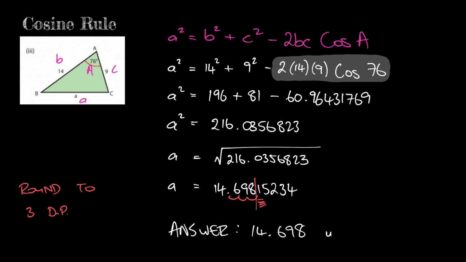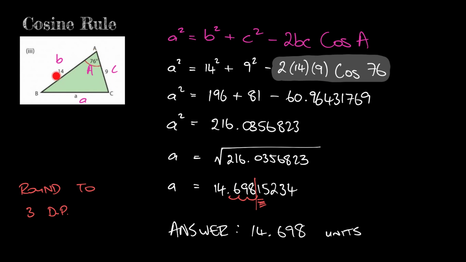Okay, so we don't have centimeters, we don't have meters, so we'll just say units. The reason why that ended up being 698 is because 1 is less than 5. If the number is less than 5, then we just round it off. If this number was greater than 5, or if it was 5 or greater, then I'd have to round this up. Okay, so that's the first one with the cosine rule.